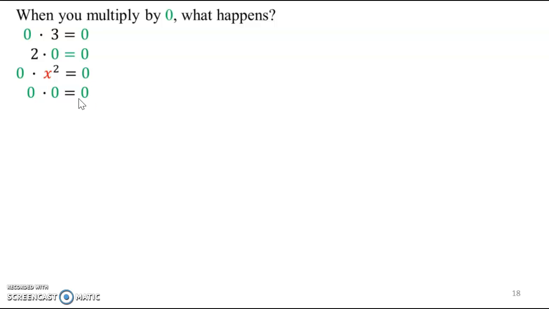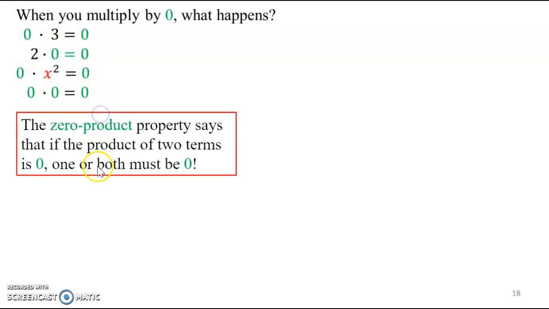So using this fact, we can say that zero product property says that if the product of two terms is 0, then one or both must be 0. This is zero product property. So if you're multiplying two things, the only way I can get the final answer to be 0 is if one of them is 0, or both of the two factors are 0. That's what it means.